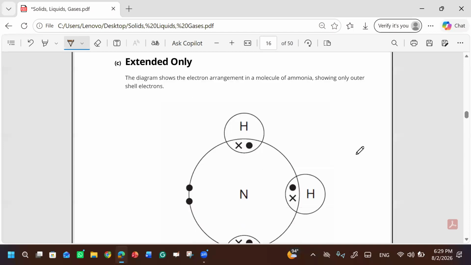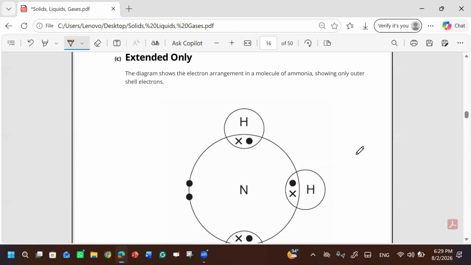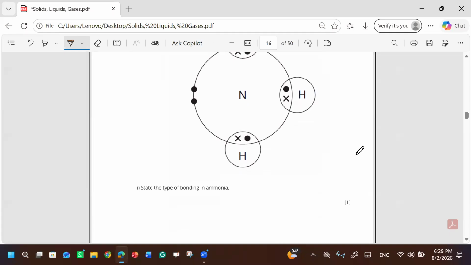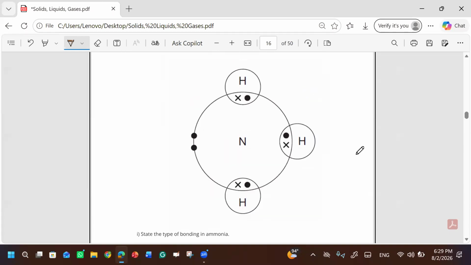Then we have extended questions. The diagram shows the electronic arrangement in a molecule of ammonia, showing only outer shell electrons. State the type of bonding. Which type of bonding is this? A covalent bonding. Why is this covalent bonding?